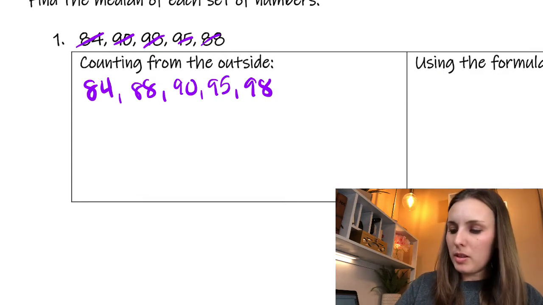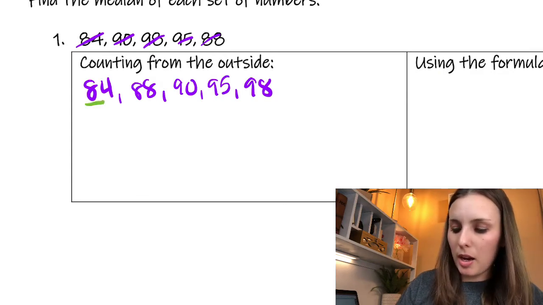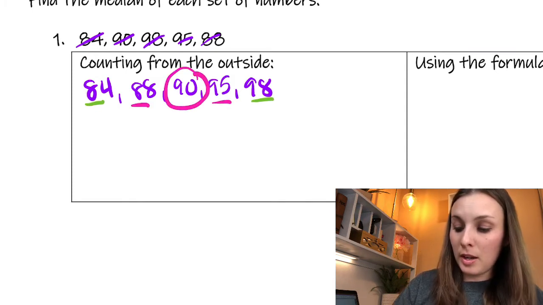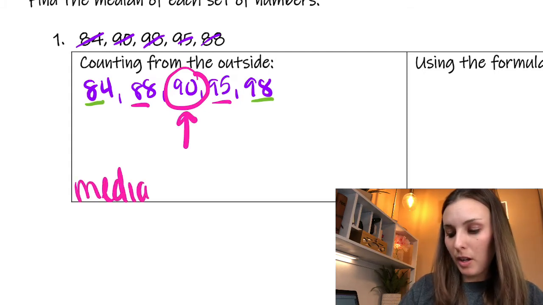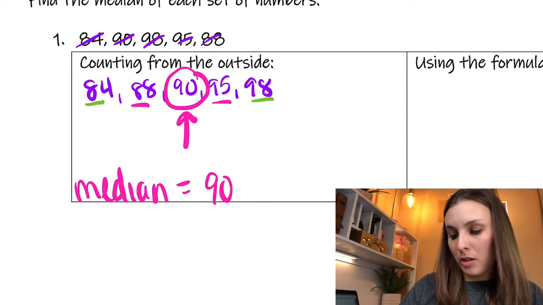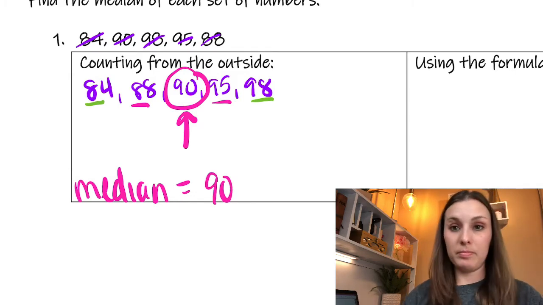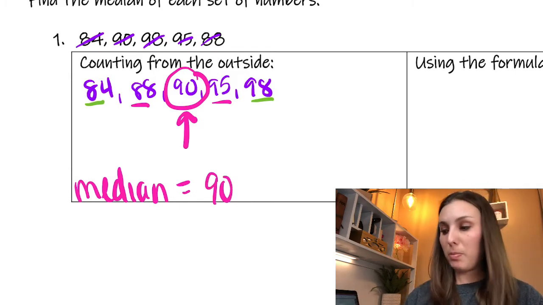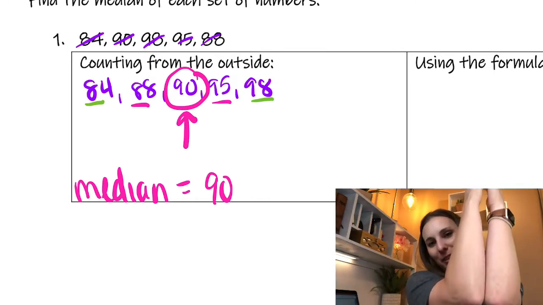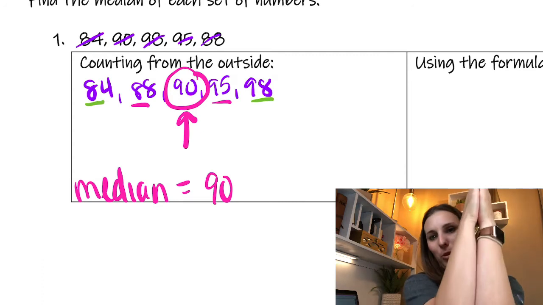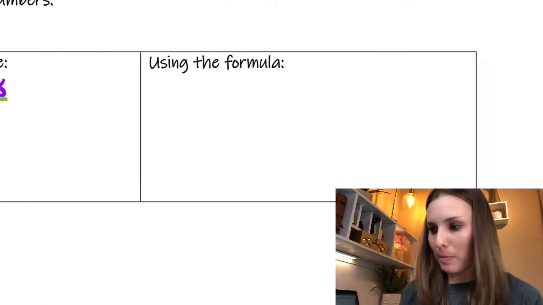Okay, so this method says mark them out from the outside. So I'm going to go these two, and that leaves 90 in the middle. The median is 90. Right smack dab in the middle. If you could picture folding it up, then 90 would be right there in the middle. Sorry, that was a horrible angle, but that's what I picture in my mind.